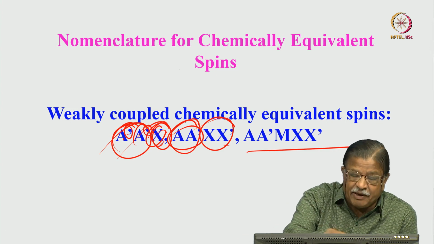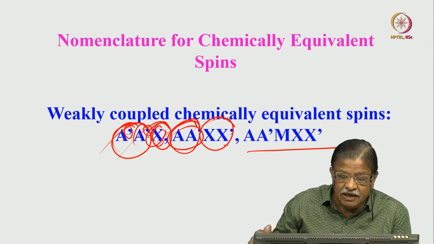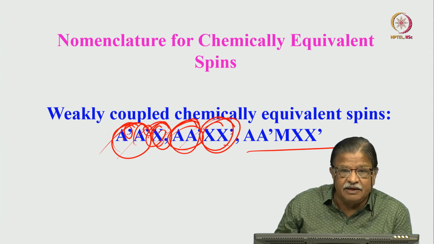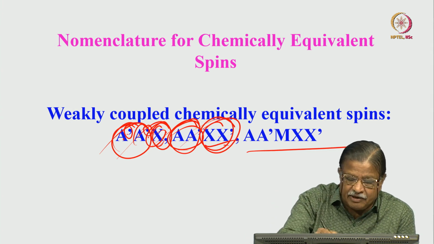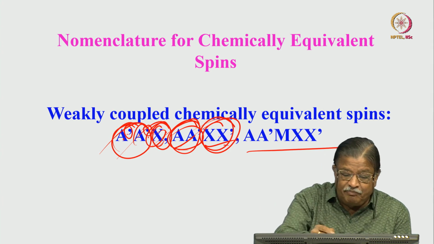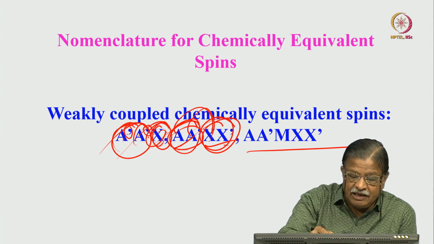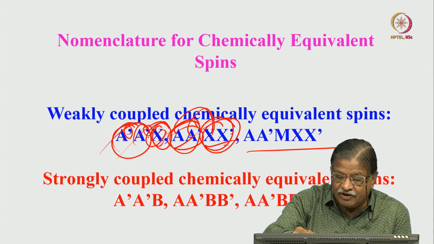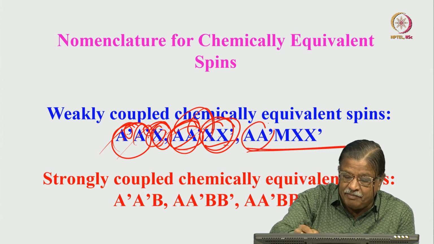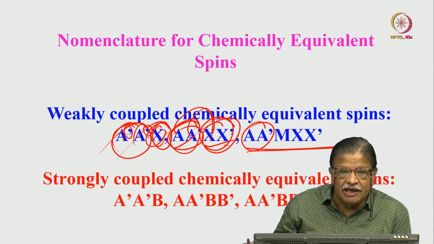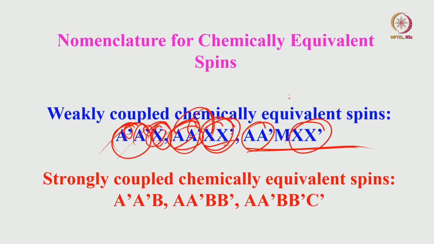Similarly, A prime, between them they are strongly coupled; X prime, between them they are strongly coupled. They are chemically equivalent, these two are chemically equivalent, and between A and X, A prime and X, they are weakly coupled. Similarly, you go further: A, A prime are chemically equivalent, X, X prime are chemically equivalent, and M is a different spin, which is a single spin.